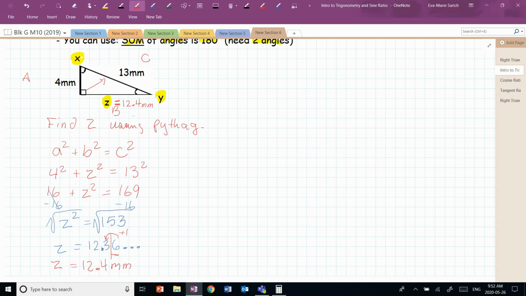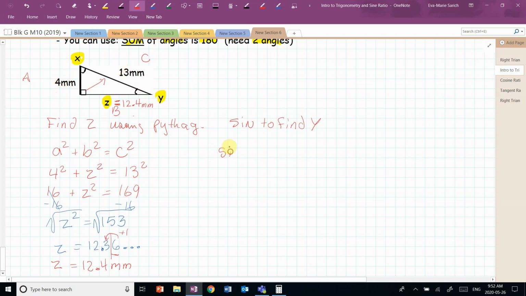Now what we need to do is find the angles. In case we messed up and 12.4 was not the correct answer, I think it's a good idea not to use that necessarily to solve, but you can. What we need to do is find either X or Y. Now, if we think about angle Y, 4 is opposite of Y, and 13 is the hypotenuse. So we could use sine to find Y, because we have the opposite and we have the hypotenuse.